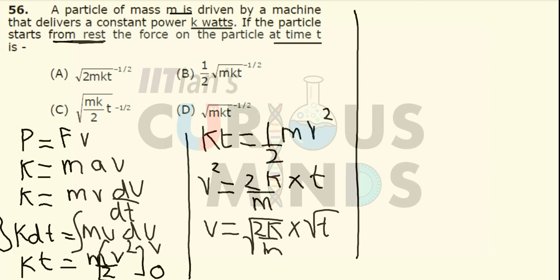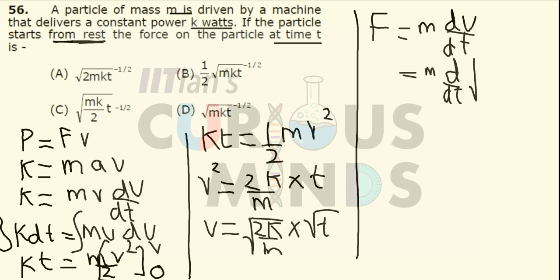I want to calculate the force. The force will be equal to m dv by dt. It will be equal to m into the differentiation with respect to t, where instead of v I will write root of 2k divided by m into root t.